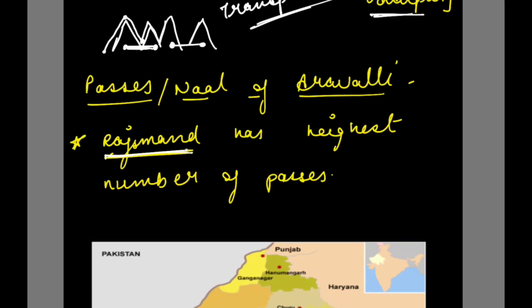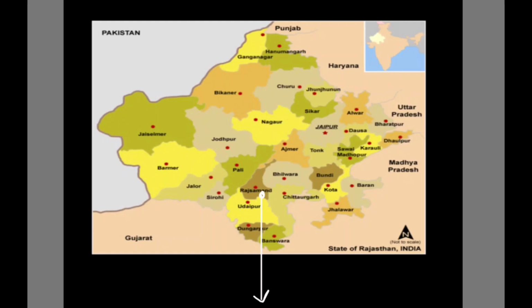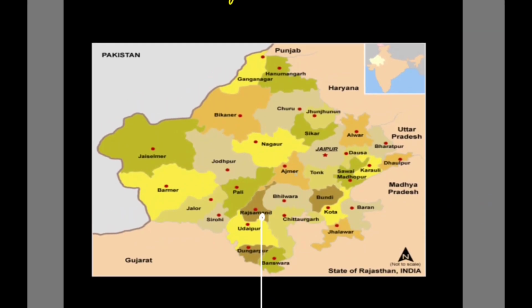So Rajsamand is the district which has the highest number of passes. Now this is the map, and we will see the passes. Basically we will talk about Ajmer, Udaipur, Rajsamand, and Pali too. In Ajmer we have Parwariya Nal and Surnal. In Pali we have Desuri Nal and Bernal.